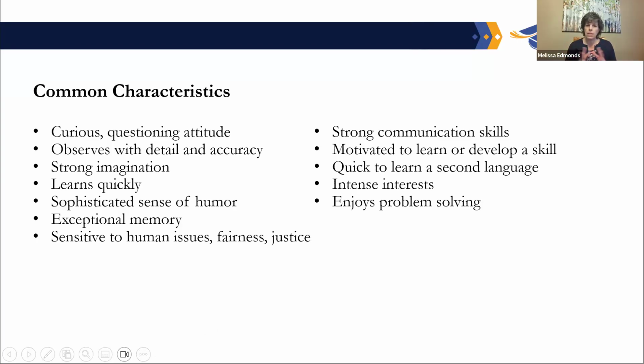This is not an exhaustive list, but again, if your child is demonstrating 4 or 5 of these characteristics, it might be a great idea to talk to the resource teacher at your child's school.